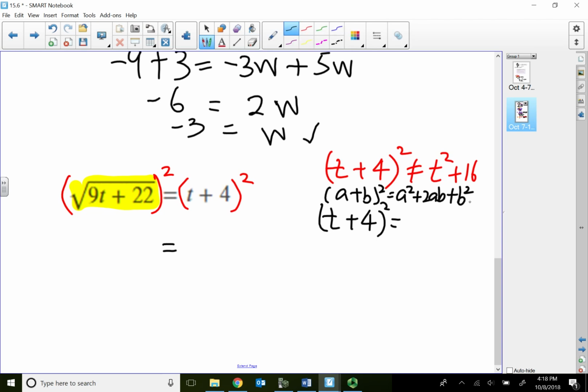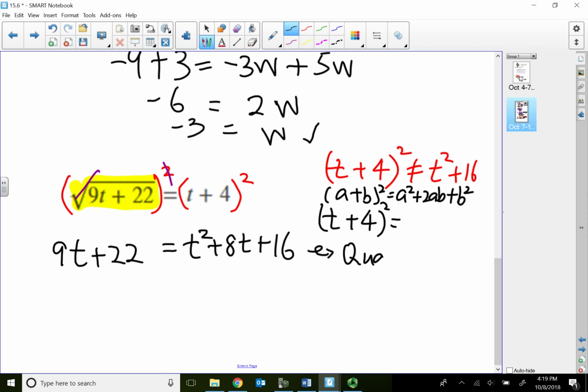Once you memorize the formula, my a is the t, b is the 4. If we just do this by looking at the formula, that will be my a squared plus 2 times my a times my b. 2 times t times 4 is going to be 8t. Plus my b squared, which is 16. Okay, that will be the answer for that side. So on the left side, square and square root cancel out. That just leaves me with 9t plus 22. Now by looking at this equation, this actually becomes a quadratic equation.